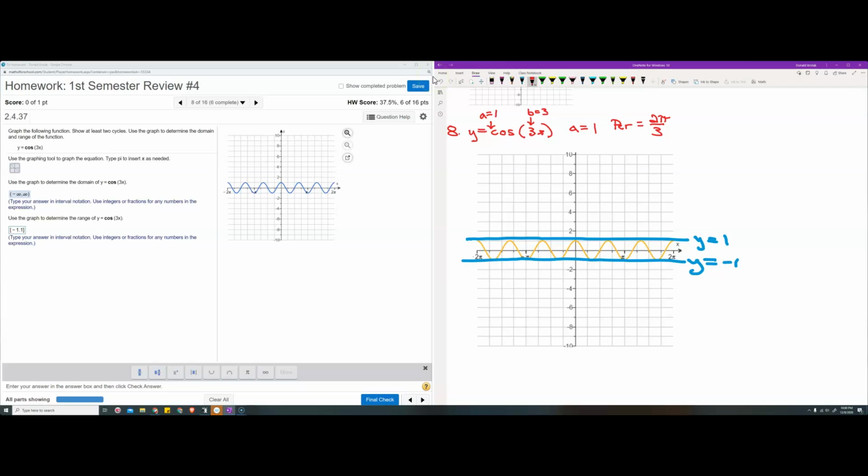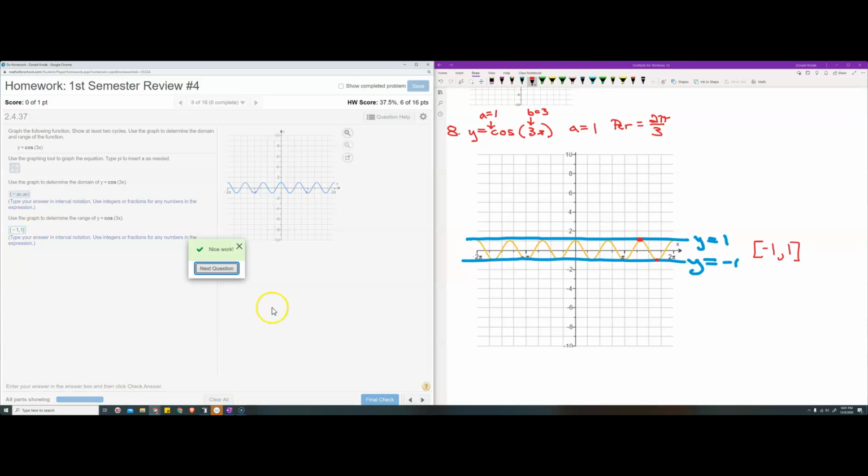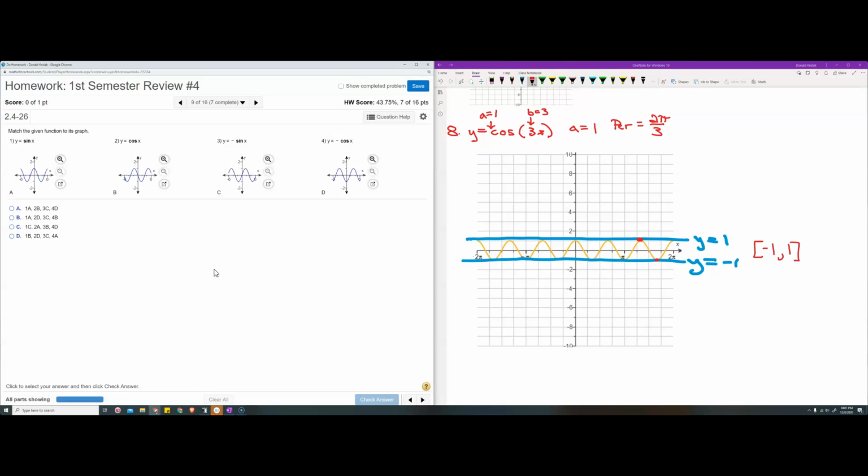since the graph touches these lines, we're going to include -1 and 1 by using brackets instead of parentheses. And then when you type it in over here, just be careful. You've got a comma in between. If I put a period, it'll mark it wrong. It's supposed to be a comma. And there's my solution.